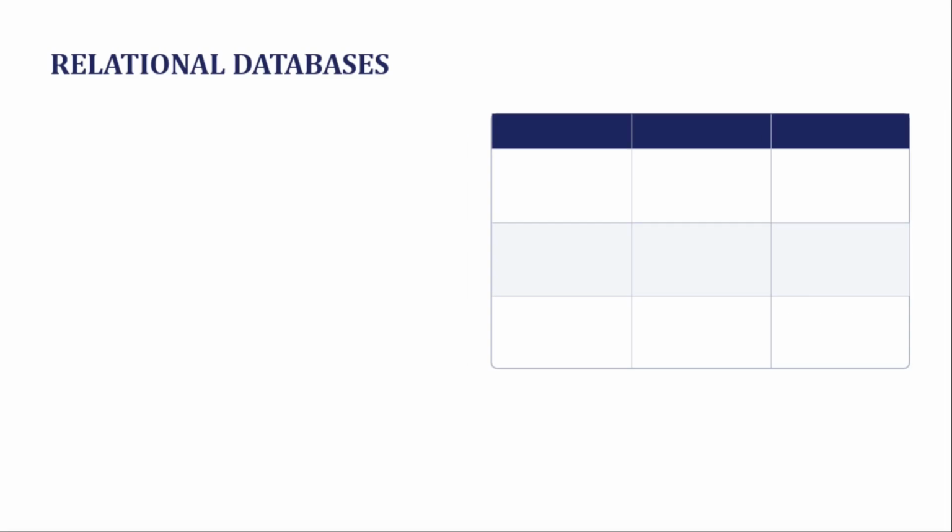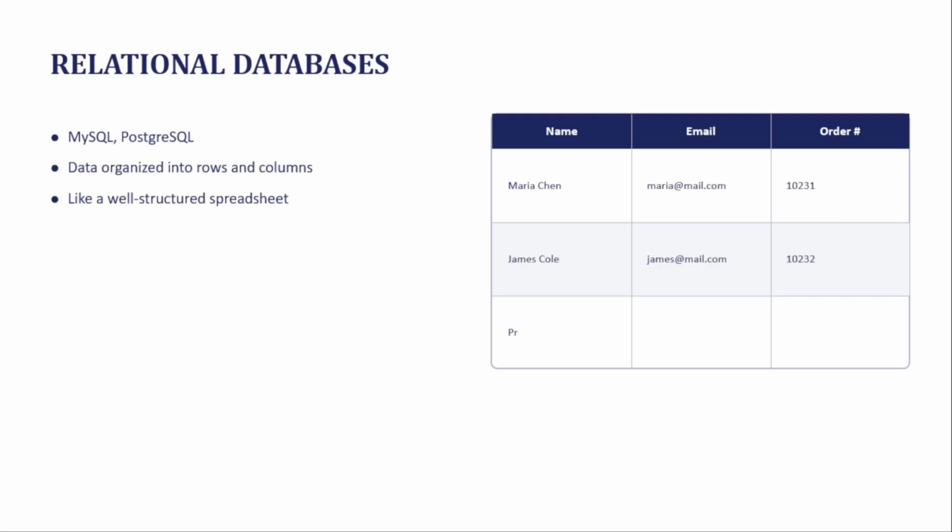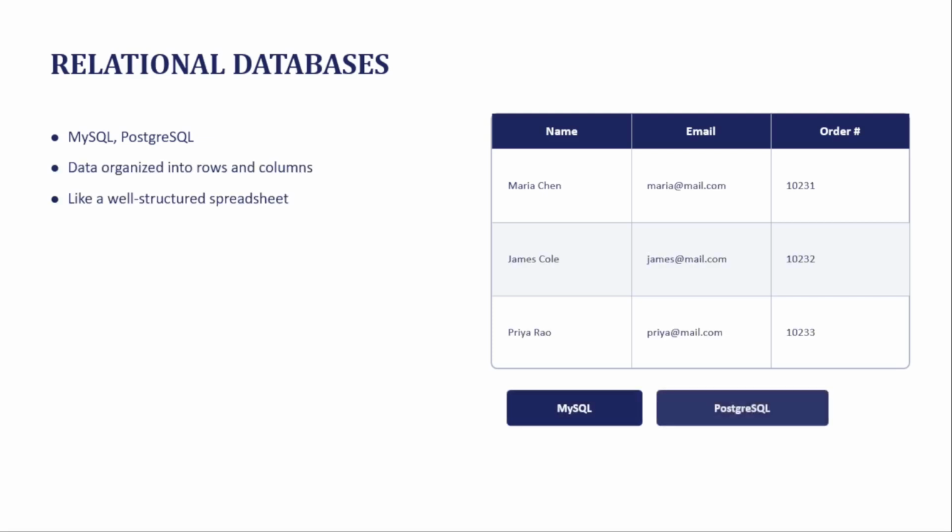Relational databases like MySQL and PostgreSQL organize data into rows and columns, very similar to a well-structured spreadsheet. Every entry fits neatly into a predefined table, which makes relationships between data easy to enforce and query.